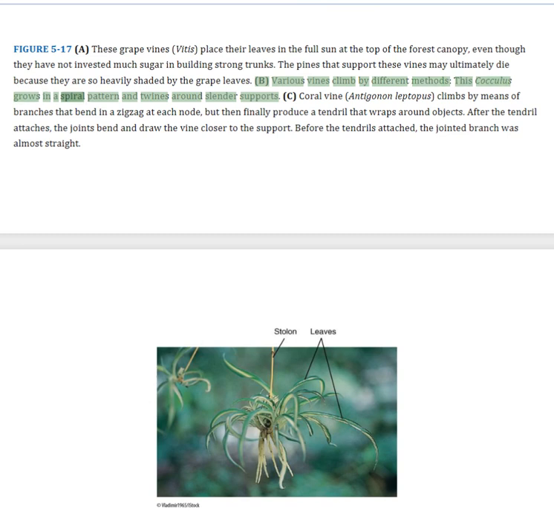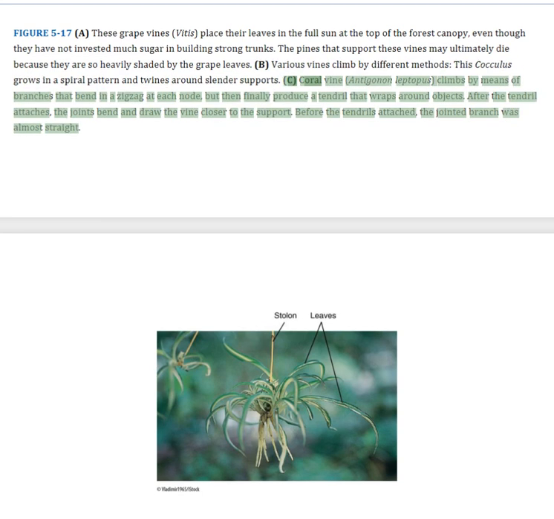This cocculus grows in a spiral pattern and twines around slender supports. Coral vine climbs by means of branches that bend in a zigzag at each node, but then finally produce a tendril that wraps around objects. After the tendril attaches, the joints bend and draw the vine closer to the support. Before the tendrils attached, the jointed branch was almost straight.